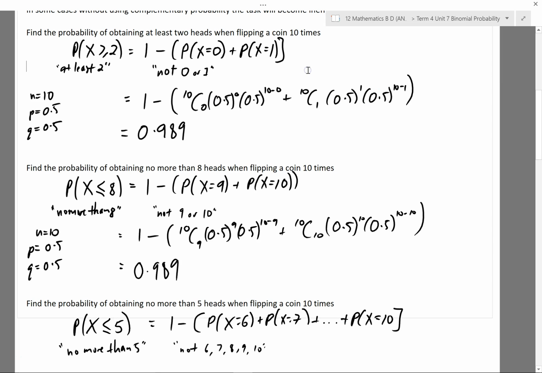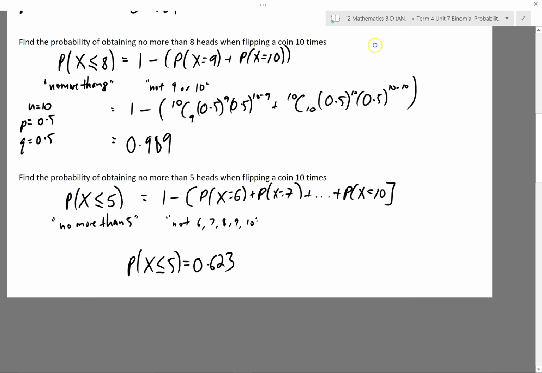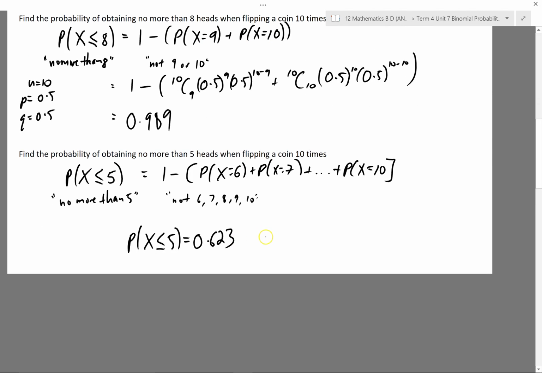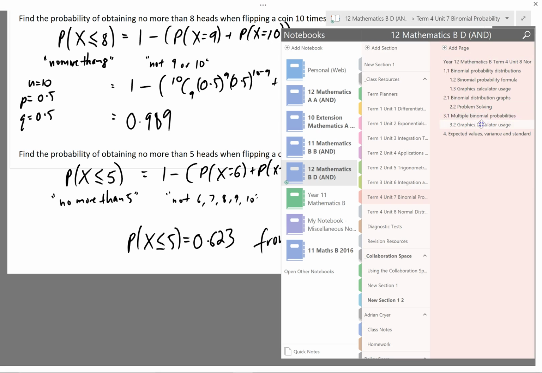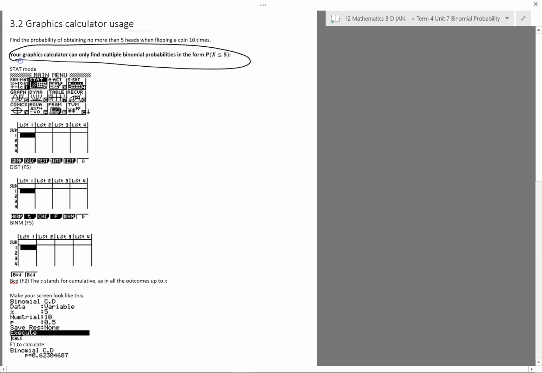Okay, if I wanted to use my graphics calculator up here, I'd have to write 1 minus the probability of x being less than or equal to 1. Okay, and this can go into my graphics calculator. So when I do this, I'd write from graphics calculator. Over the page is just the instructions on how to use your graphics calculator, and this important note that it's always in that form.